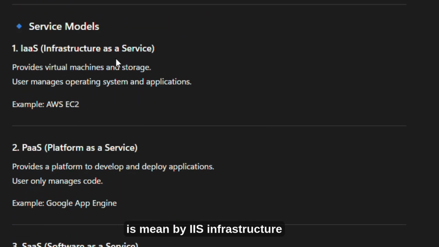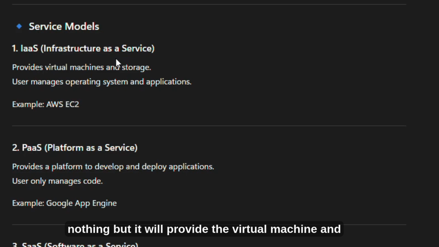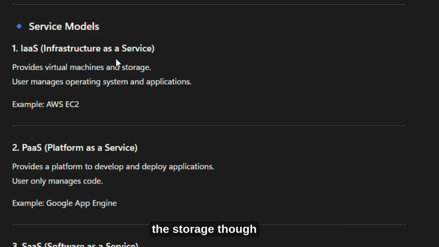What is meant by IaaS? Infrastructure as a Service. It provides the machines and the storage, and the user wants to manage the operating system and applications. It's nothing but providing the virtual machine and the storage. The user manages the operating system and applications.